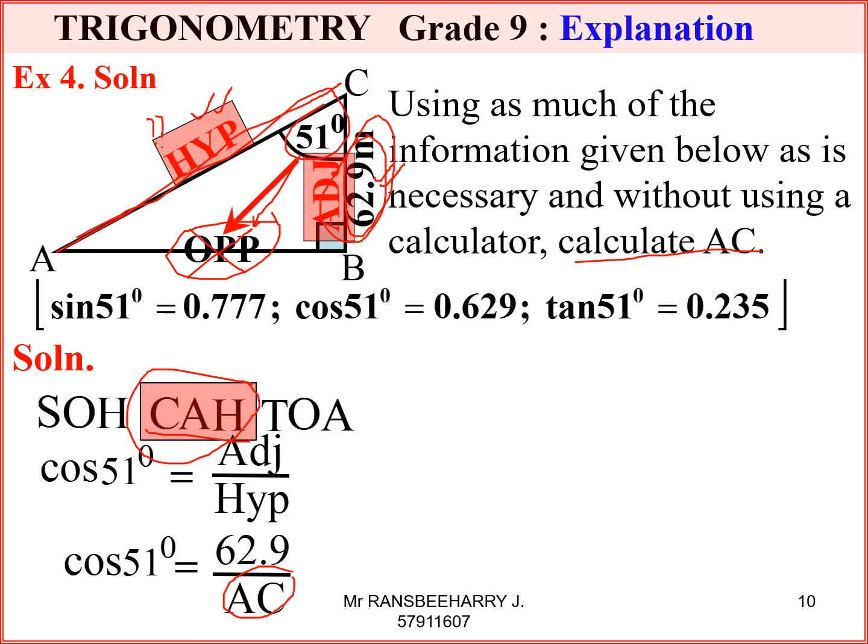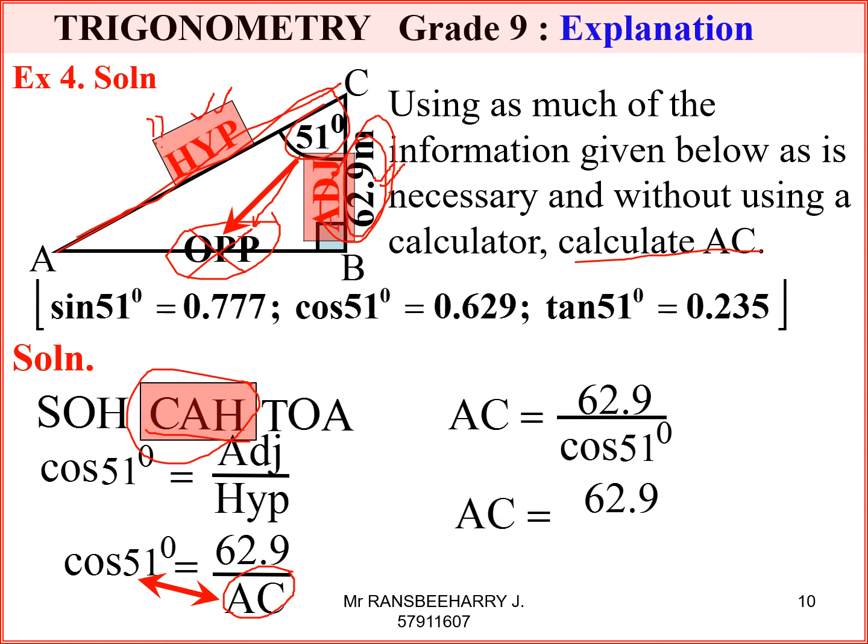Here care has to be taken. We cross multiply, so AC, which was a division on the other side, becomes multiplication, and cos 51 becomes the division. So AC is 62.9 divided by cos 51. Now, cos 51, we do not have a calculator, the value is given in braces.